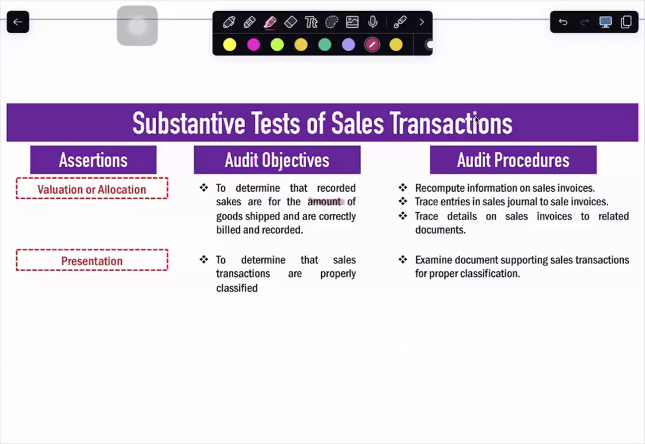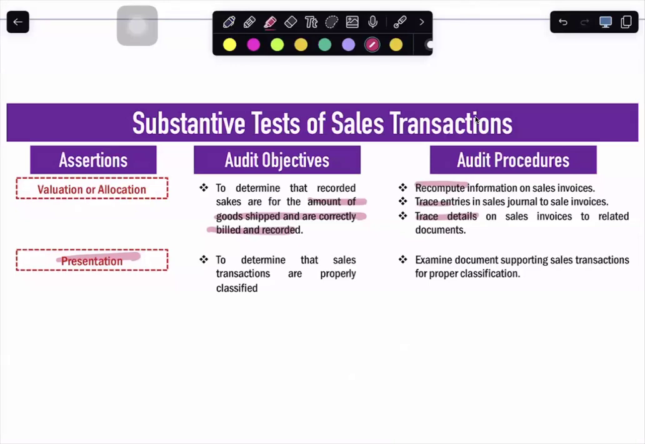This talks about whether the amount of goods shipped is properly billed and recorded. So here, our audit procedures are recomputation on your sales invoice. We can also trace our sales journal to sales invoices, and we can also trace the details of sales invoices to your related documents. And then lastly, we have your presentation. For presentation, we look into whether it is properly classified in our financial statements.